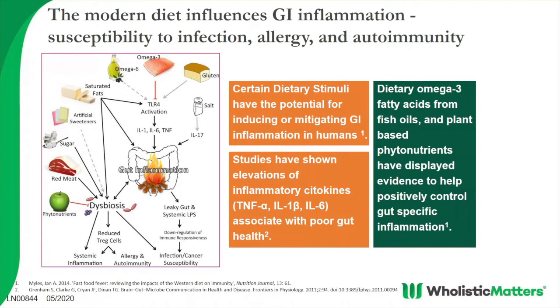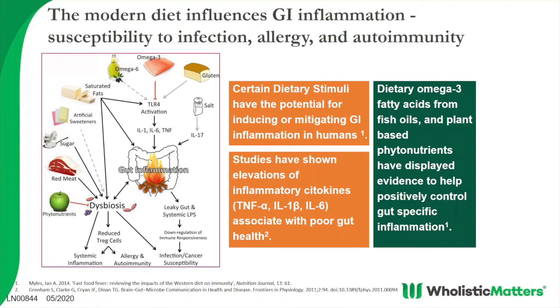But then, on the contrary, you have a lot of things that are conditionally problematic for people, so something like gluten or salt. Some people don't really have the ability to use these effectively. They can wind up causing a lot of problems for individuals. Then certain relative unknowns are specific fats and artificial sweeteners, but this all ties into stimulating that dysbiosis, that gut inflammation, which then has connections to systemic inflammation, allergy and autoimmunity, infection susceptibility, as well as many other conditions.